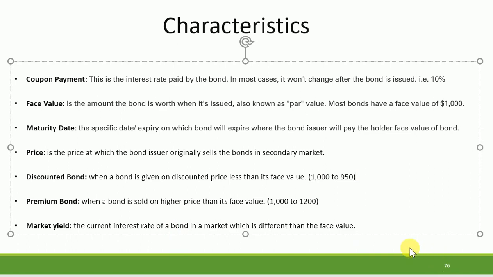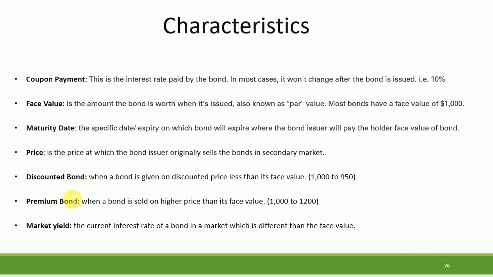Now, the other part is the premium bond. The premium bond is the vice versa of the discounted bond. Here the bonds are sold at a much higher price than the face value, right? For example, the face value is 1,000, then a premium bond is sold at 1,200, because it's a special bond, a VIP, a very important bond that you have. The last part of the characteristics is the market yield, right? The market yield is in fact the interest rate, which is usually different from the face value, for example 5%, 6%, whatever percentage is charged.